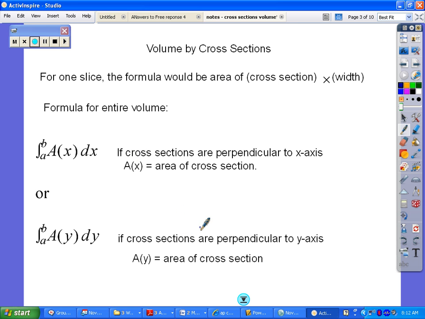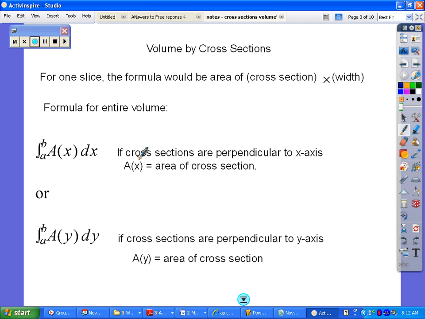The key thing is we're no longer using pi r squared unless they tell us to use a circle or a semicircle. How we find the volume is we take the area of whatever the cross section is and multiply by the width, and the width is going to be either dx or dy depending on the way they tell us to go. So A of x always stands for the area of the cross section.